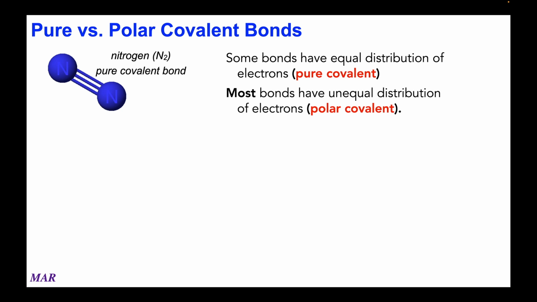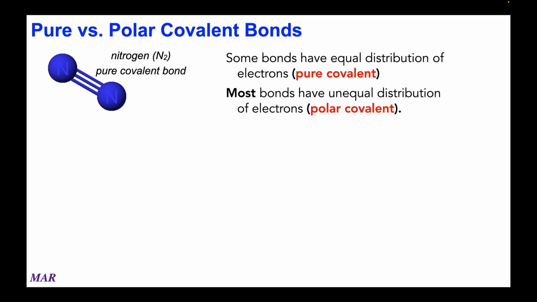Now, in addition, when it comes to covalent bonds, sometimes you have perfect sharing between two atoms. So, for example, if you have two nitrogen atoms, they're going to share electrons to the same amount. Nitrogen will share its electrons with the second nitrogen to the same extent that the second nitrogen will share with the first nitrogen. And they call those pure covalent bonds, or just covalent bonds.